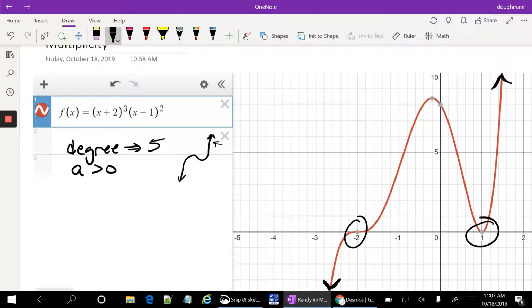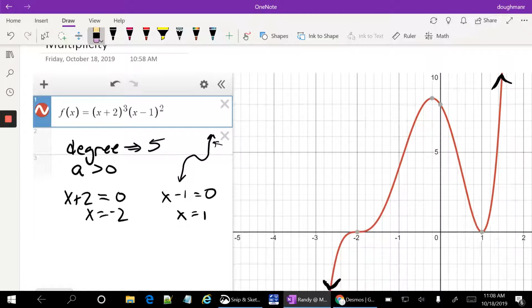We knew those zeros were there because we knew that x plus 2, when does that equal 0? x equals negative 2, which is that one. And we knew that x minus 1 had to be 0, so when x equals 1, that's the other zero. Now the question is, since they're actually multiple, we say the x plus 2 has a multiplicity of 3, so it has 3 zeros at negative 2, and 2 zeros at 1. So what does the graph do?